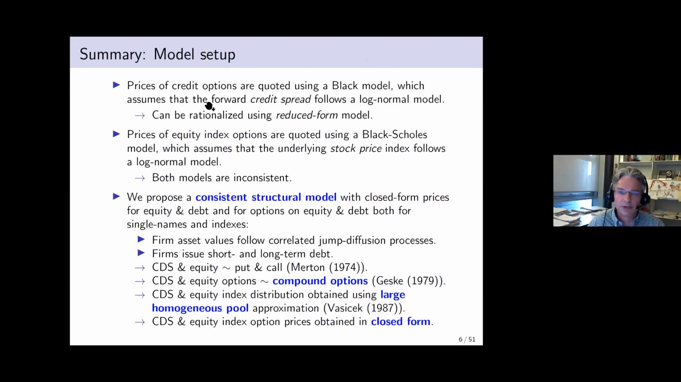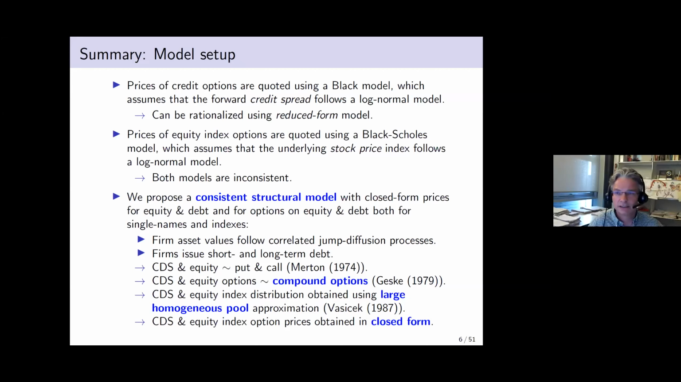The implied volatilities quoted for credit default swap options are actually credit spread implied volatilities based on some reduced form model, whereas, as you all know, the implied volatilities quoted for equity index options use a Black-Scholes type model where the underlying quoted implied volatility is that of a stock price. So really, the two implied volatilities that are quoted are not readily comparable. One is a credit spread volatility, the other one is an equity volatility. And furthermore, they're extracted from prices using models that are not consistent with each other.